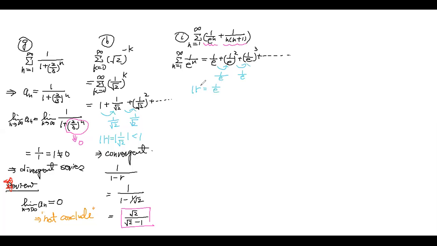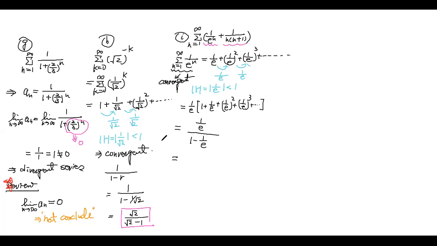Then the absolute value of R is less than 1. So I know this part is convergent, right? Because it's a geometric series. So what is the value it converges to? In order to see that, we need to factor the 1 over e out. So this is 1 over e times, 1 plus 1 over e, plus 1 over e to the square, and so on, right? So my answer here will be the first term, 1 over e, over 1 minus R. So 1 minus 1 over e, right? You can simplify it a little bit and I think it turns out to be 1 over e minus 1 here. So these terms simplify to that.